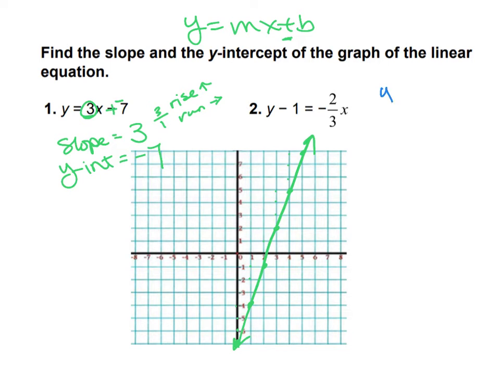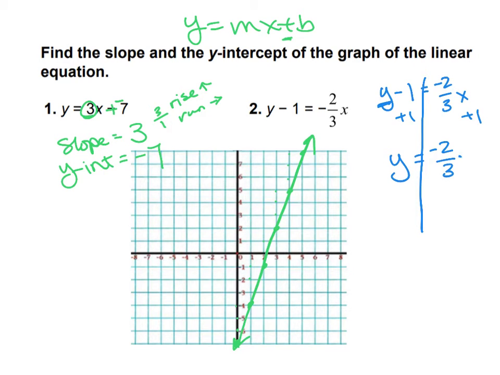Number 2, I'm going to rewrite it over here. Y minus 1 equals -2/3 x. It is not in slope-intercept form, so we have to get y by itself. Let's add 1 to each side, so we get y equals -2/3 x plus 1. Now, notice I put the 1 up here with the 2. I don't care if you put it with the 2 or if you put it with the 3. It's the same thing.